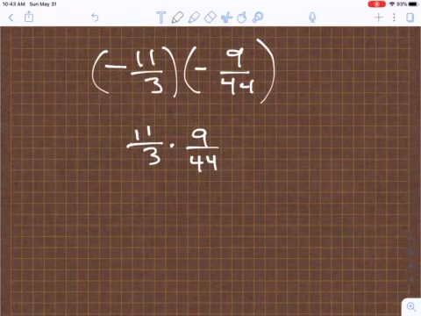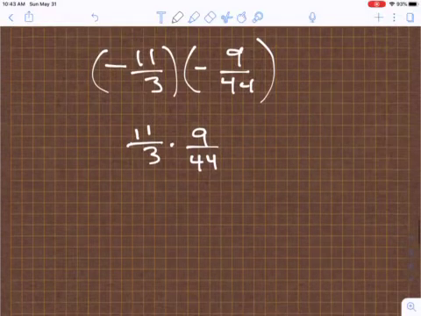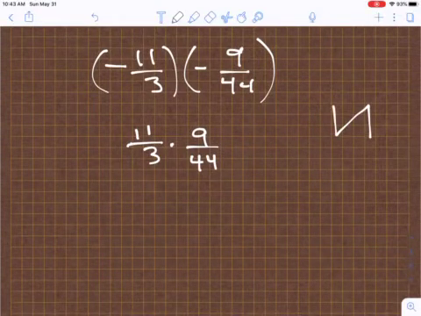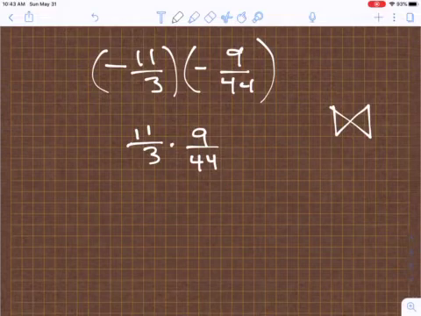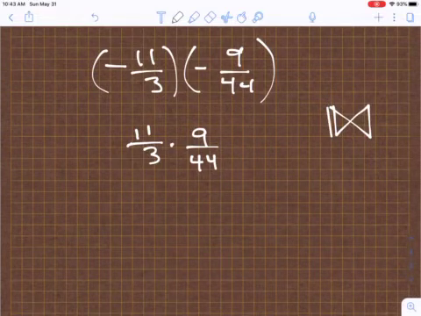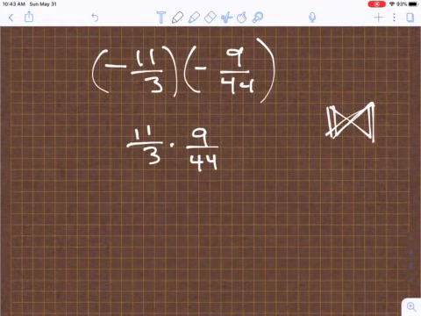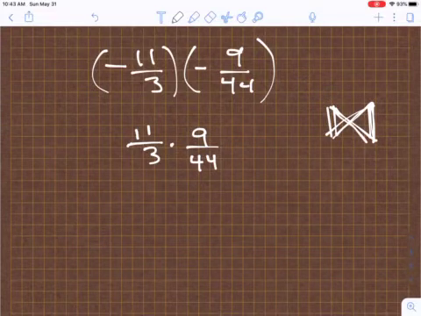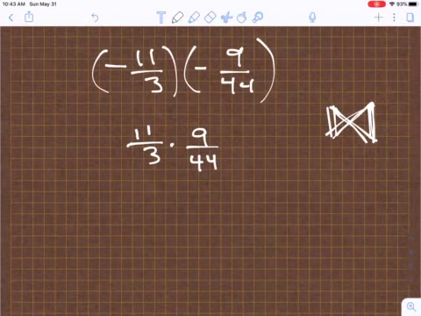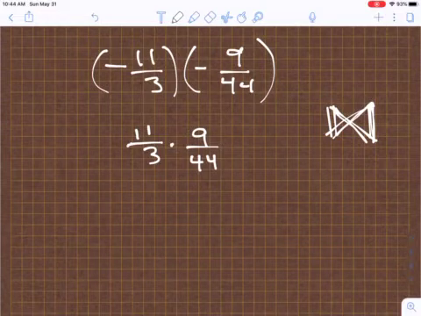So on this one, we got 11/3 times 9/44. So there's this thing they call the bow tie method. Now the bow tie method is fine for remembering that you can find factors and cancel this way, or this way, or this way. But basically if you're multiplying something, you can cancel any way except laterally. So really you shouldn't even need this bow tie to think about this.